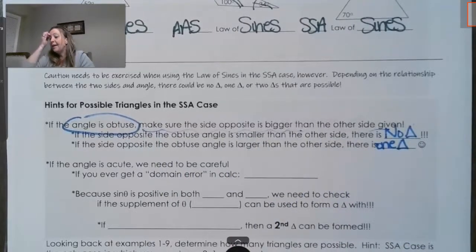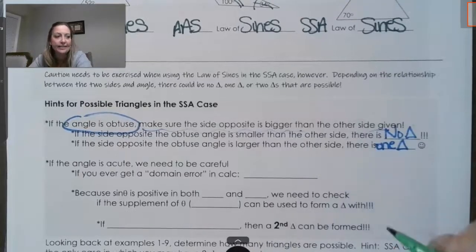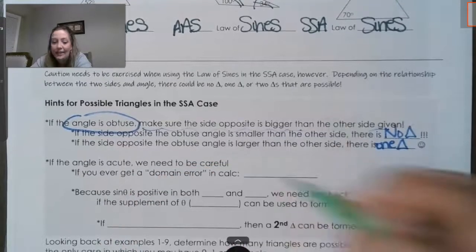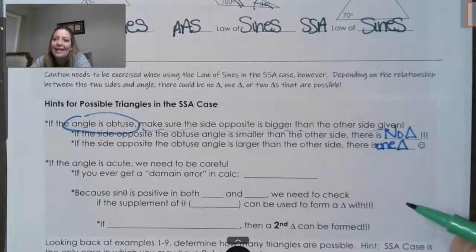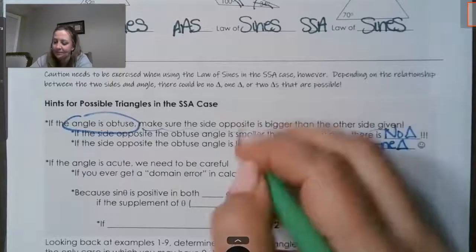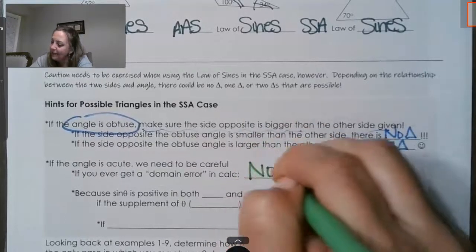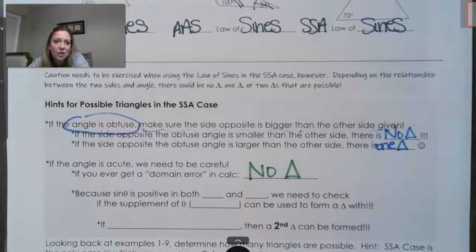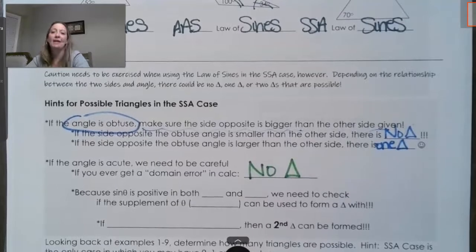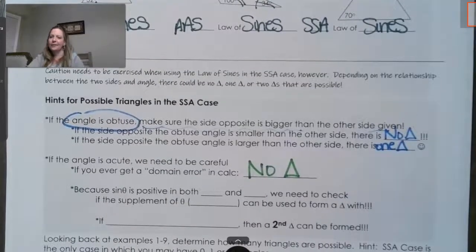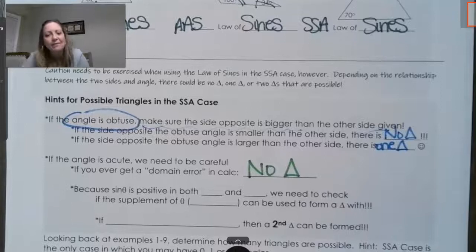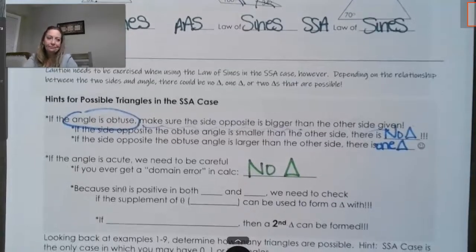Now, if the angle is acute, we have to be super careful. One thing that might happen is that we'll set up our ratio for the law of sines, and in the calculator, we'll get a domain error. Guess how many triangles that means? That's right, folks. That means that there is no triangle. Those are my favorite because it's pretty obvious, like there's an error, and if you believe you set everything up right, then that tells you that there's no triangle.